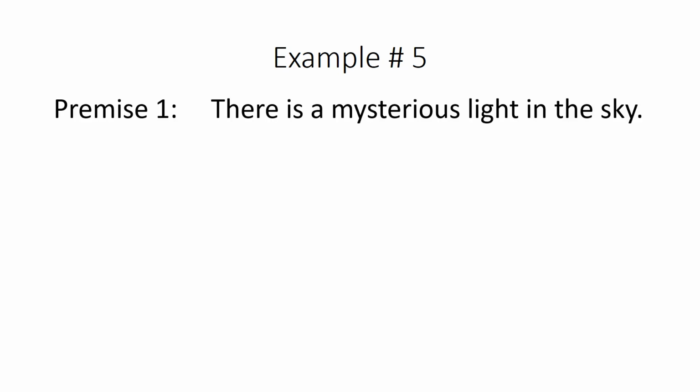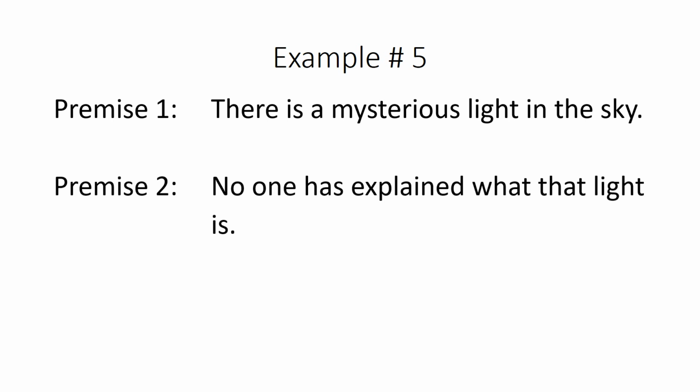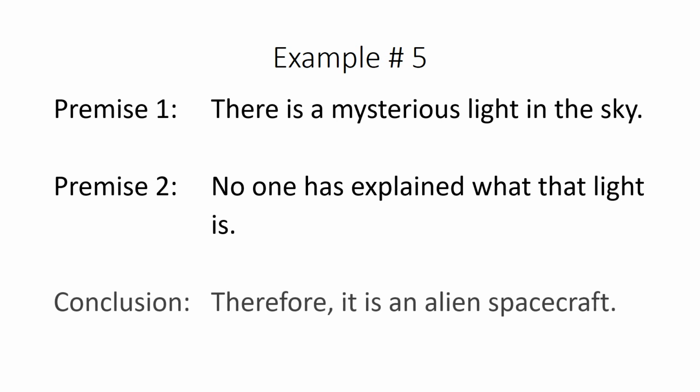Example number 5. There is a mysterious light in the sky. That's premise 1. Premise 2, no one has explained what that light is. Therefore, it is an alien spacecraft. Notice how premise 2 is the appeal to ignorance. Premise 1 is a fact. There is a mysterious light in the sky. Premise 2, no one has explained what that light is. So appeal to ignorance. Nobody knows what it is. Therefore, I know what it is. It's an alien spacecraft. Again, how do you know it's an alien spacecraft? That is an example of appeal to ignorance.